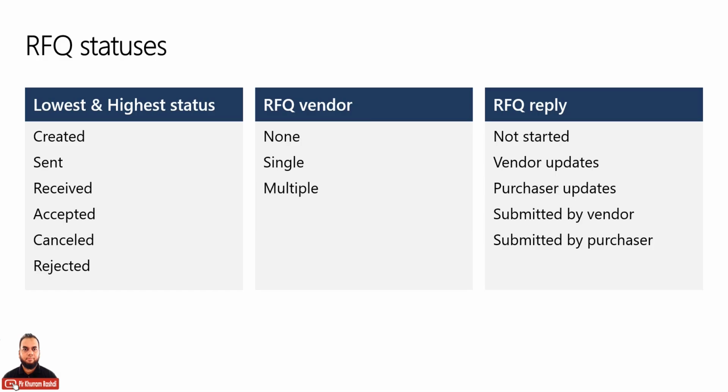RFQ vendor can have none, a single, or multiple vendors. When you have sent the RFQ to multiple vendors, it will have the multiple value. And RFQ reply can be with these statuses. In this one, we will be using submitted by purchaser and purchaser updates. If the vendor is directly updating the RFQ through the vendor collaboration portal, it will mention vendor updates or submitted by vendor. And not started is the lowest state, when you have generated the RFQ and sent it to the vendor, but replies have not been received. So the lowest state is not started.